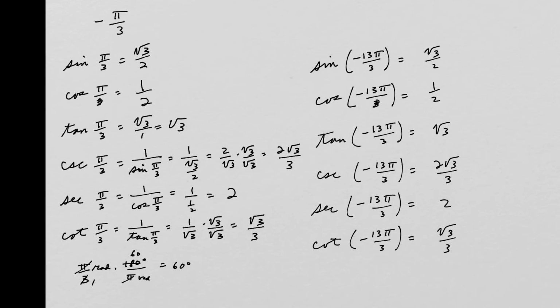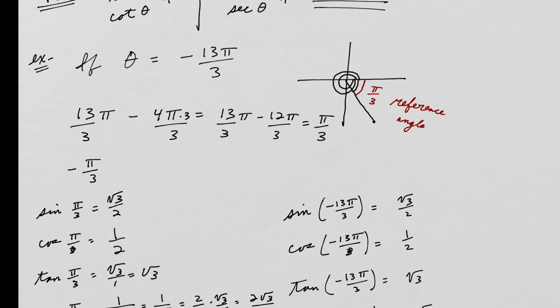But remember, I'm in quadrant 4, right? Remember, the angle is actually in quadrant 4. We went all the way around. We went clockwise around twice, and then an additional pi over 3. So this angle is in quadrant 4. Maybe we can see it right there.